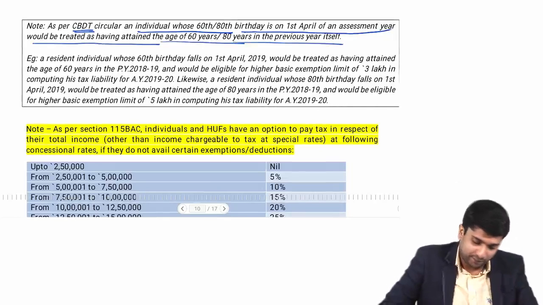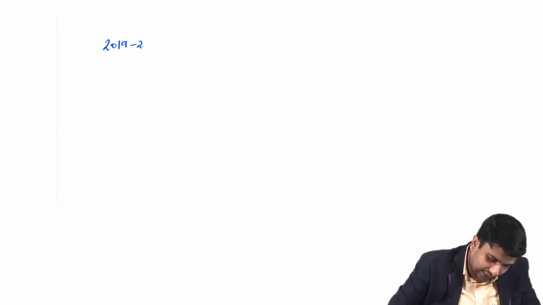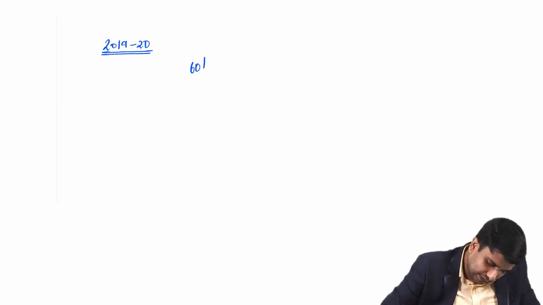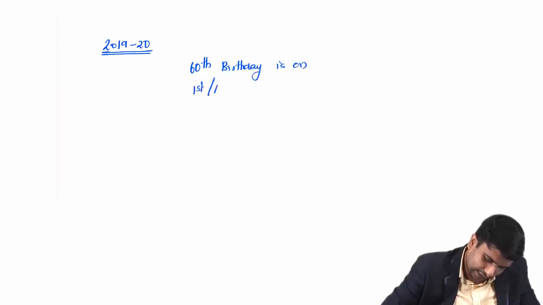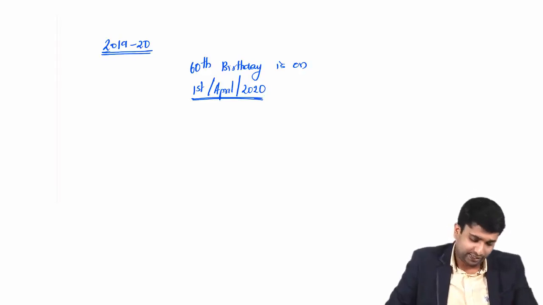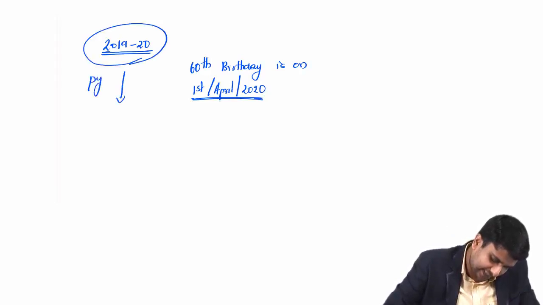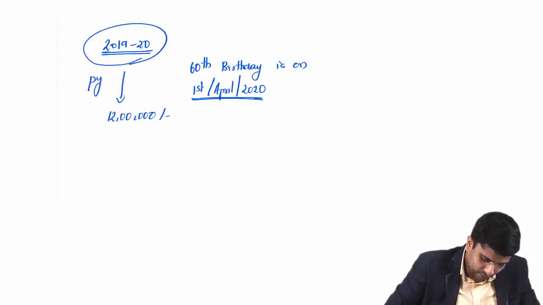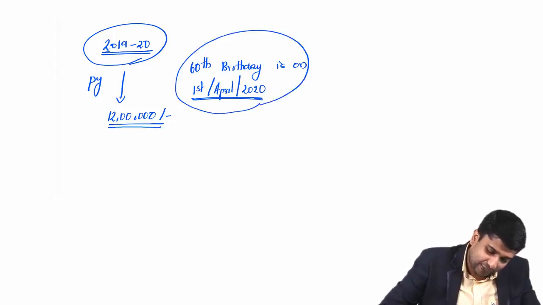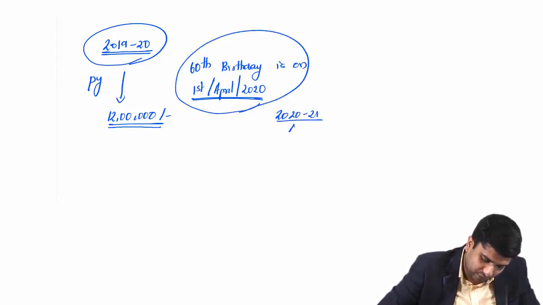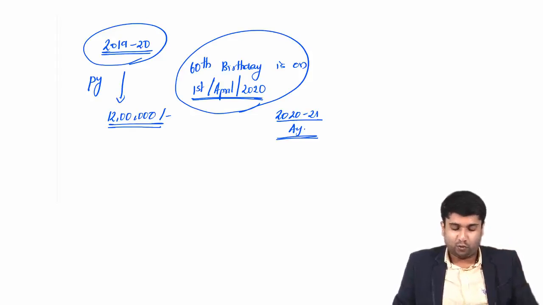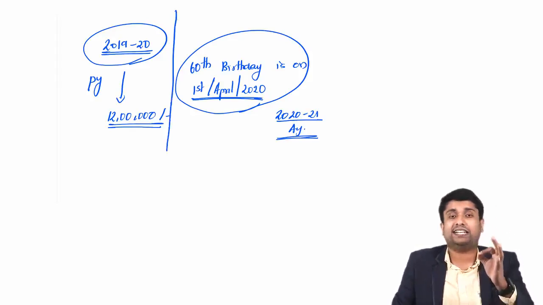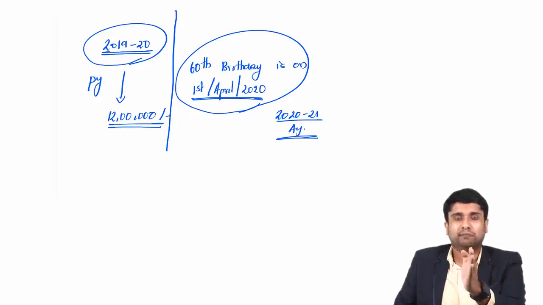Say for example, I am in previous year 2019-20. My 60th birthday is on 1st April 2020. As you know, in the previous year 2019-20, say I have earned an income of 2 lakhs. And 2020-21 is my assessment year. On the first day of the assessment year is my 60th birthday. So what is the point? In the previous year, have I achieved 60? On the first day of the assessment year only, I am entering the age of 60, right?